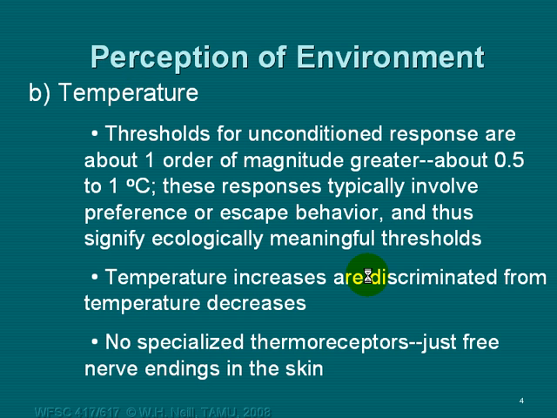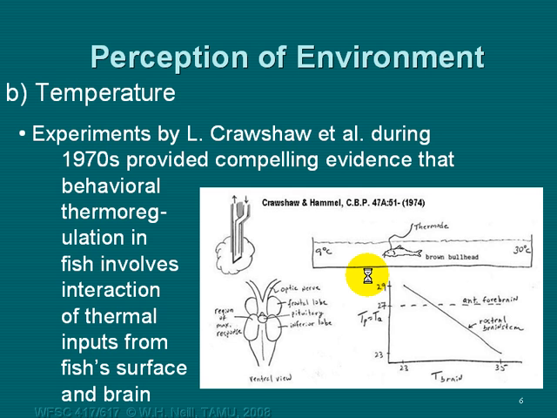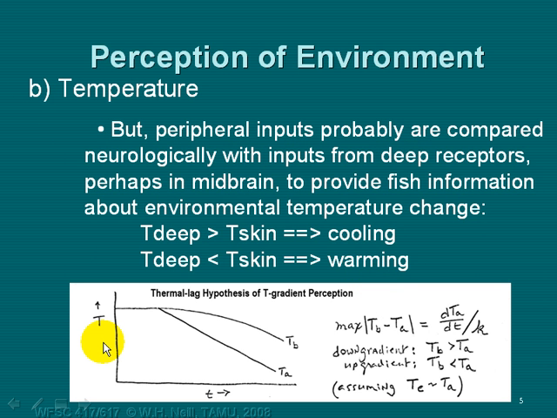So let me go ahead now to the point where we ended. I like to always back up at least one step and sort of remind myself of where we were and what I was talking about at the end of the class last time. And we were talking about this idea of thermal lag being used by animals in general and by fish in particular to detect the fact that there is a change in environmental conditions over time.